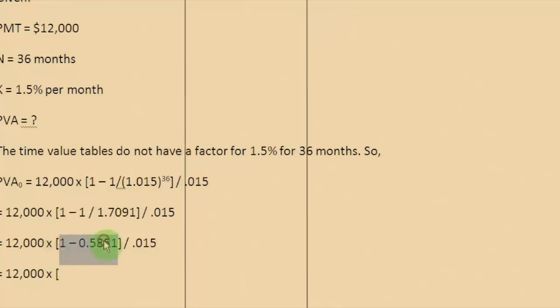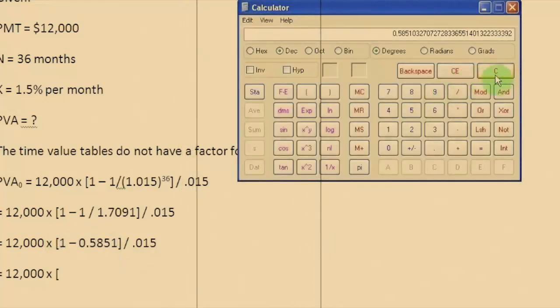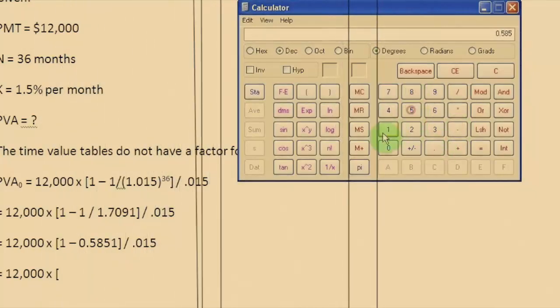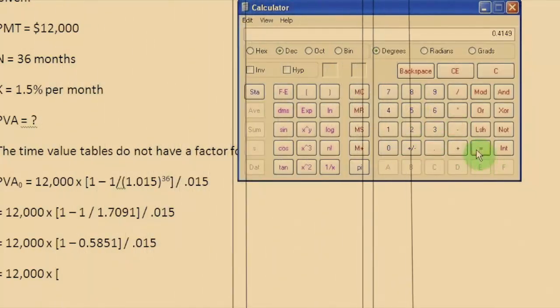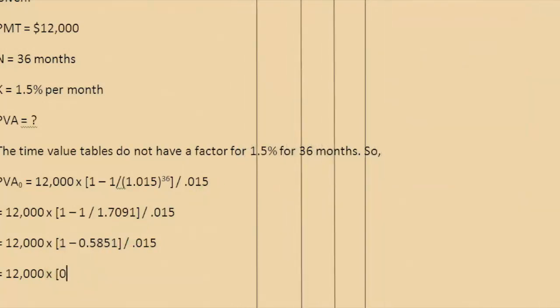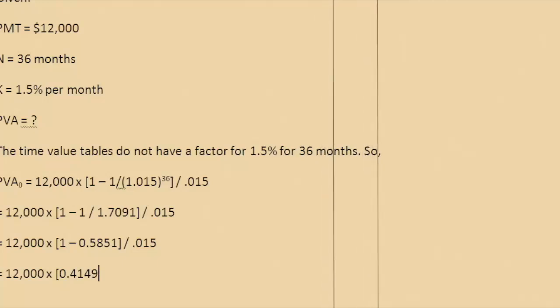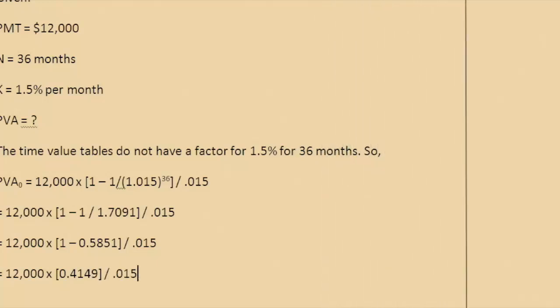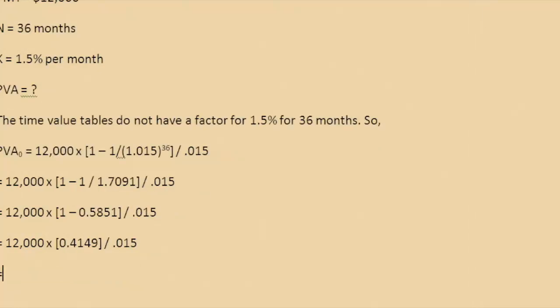After that is equal to again 12,000 times 1 minus 0.5851. Let us write down the value of this. Let us go back to the calculator again. 1 minus 0.5851 is equal to 0.4149. So that is what I write here, 0.4149, and then I divide this guy by 0.015, and then from here it is simple.